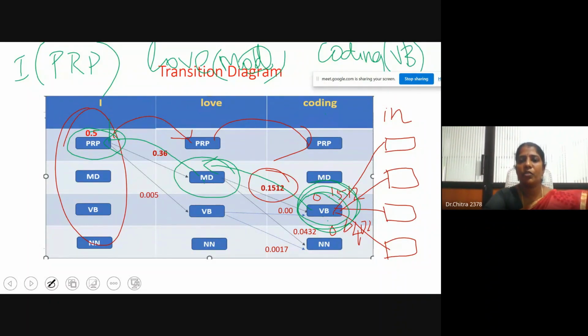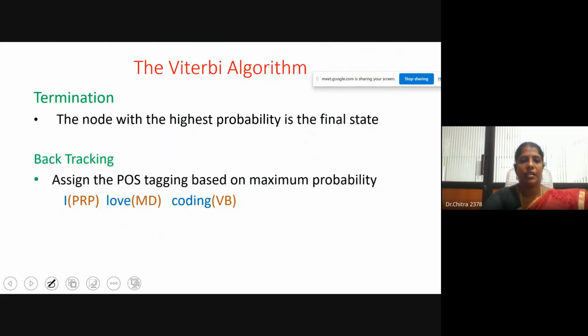In the hidden Markov model, by using the Viterbi algorithm, the given sentence can be tagged. In this example, terminate in the final state and backtrack, and you will get I as PRP, love as MD, and coding as VB. These all are about the Viterbi algorithm.